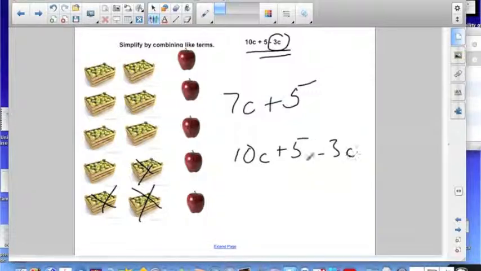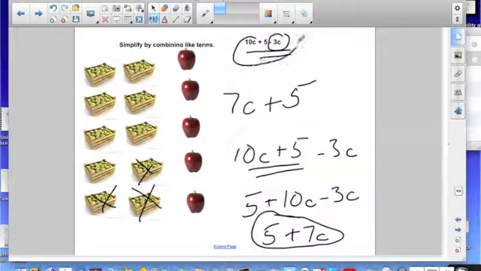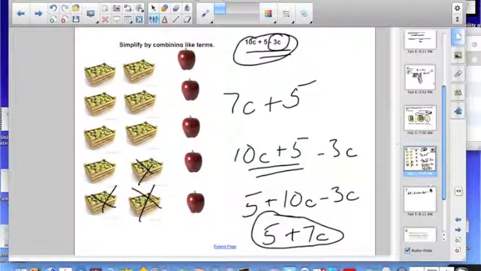10c plus 5 minus 3c. The commutative property of addition, the order property, tells us you can add numbers in any order, so we could swap those two and change that to 5 plus 10c minus 3c, and then it's a little bit easier to see. 10c minus 3c is 7c, 5 plus 7c. So this expression is equivalent to this expression. We've just combined like terms.